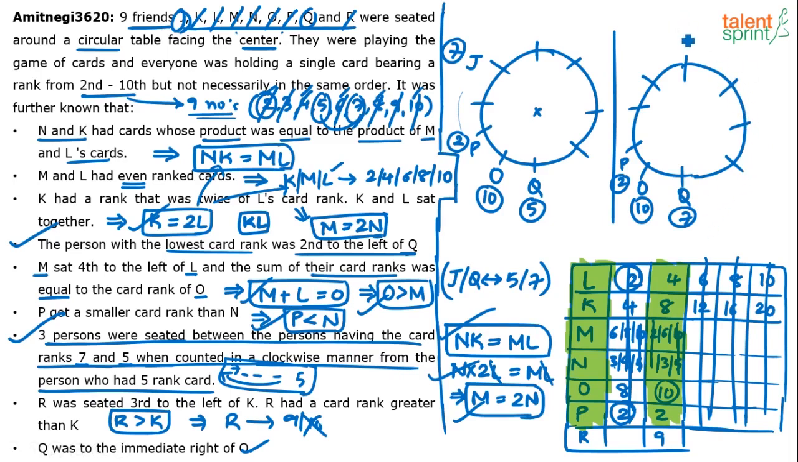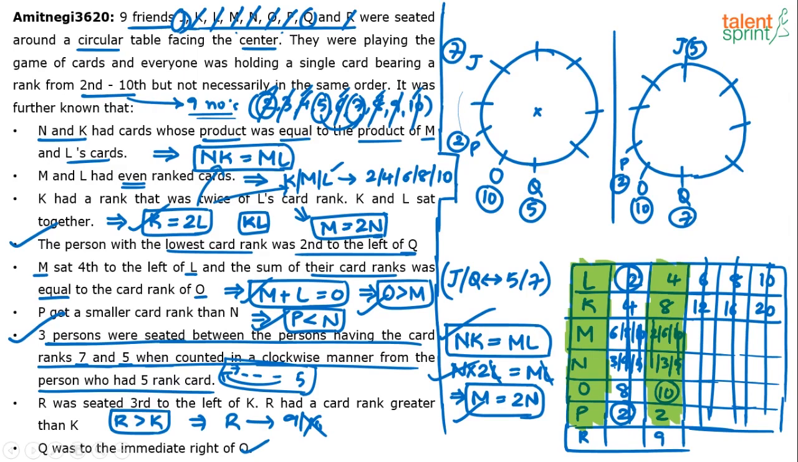So 1, 2, 3, I think this should be J. J with 7th card. Yes or no? Sorry, J with 5th card. Let me clear. J with 5th card because Q has got 7th card here. You're getting it? Q has got 7th, so J will have 5th card. J who holds card number 5. So J7, Q5, 3 persons between them. J5, Q7, 3 persons between them.